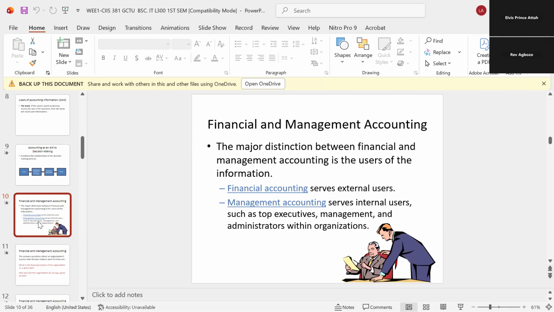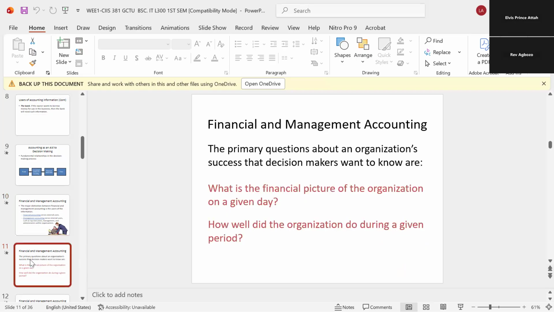So financial accounting is prepared by financial accountants, and the management accounting is prepared by a management accountant. Both of them will have different interests. One is meant for internal consumption, the other one is for external consumption.